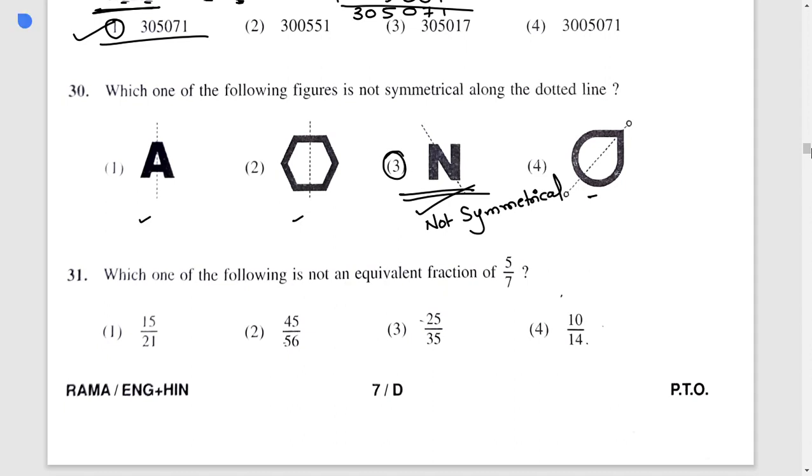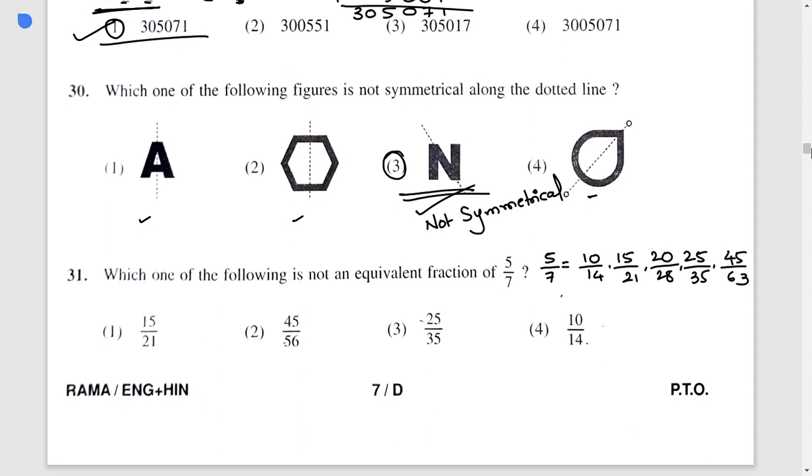Question number 31. Which one of the following is not equivalent to the fraction 5 by 7? So 5 by 7 can also be written as 10 by 14. It can also be written as 15 by 21. It can also be written as 20 by 28. It can also be written as 25 by 35. It can also be written as 45 by 63.